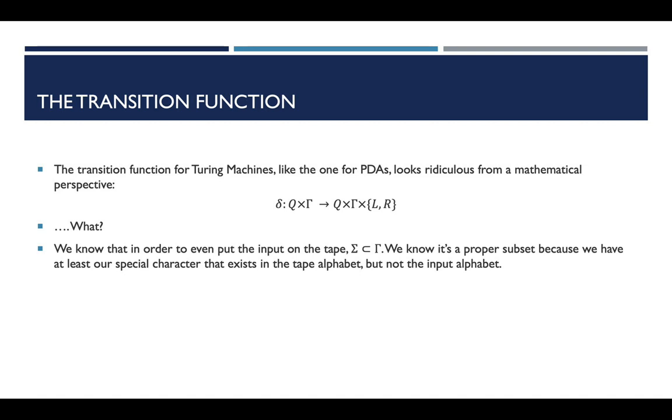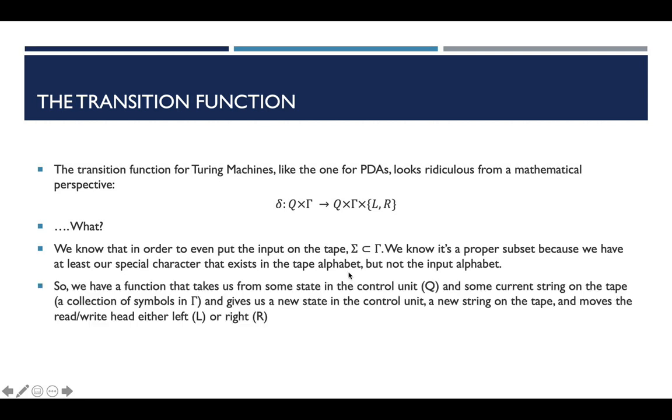And note that we know that the input alphabet is a proper subset of the tape alphabet, because we know we have at least that one special character, the space character, that can't exist inside of sigma. So the reason you don't see sigma in the domain or the range of this function is that gamma contains sigma, and that's basically what this is trying to say.